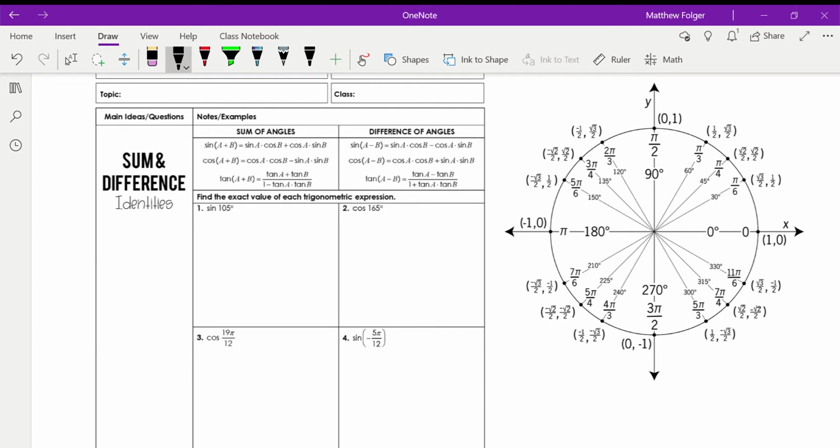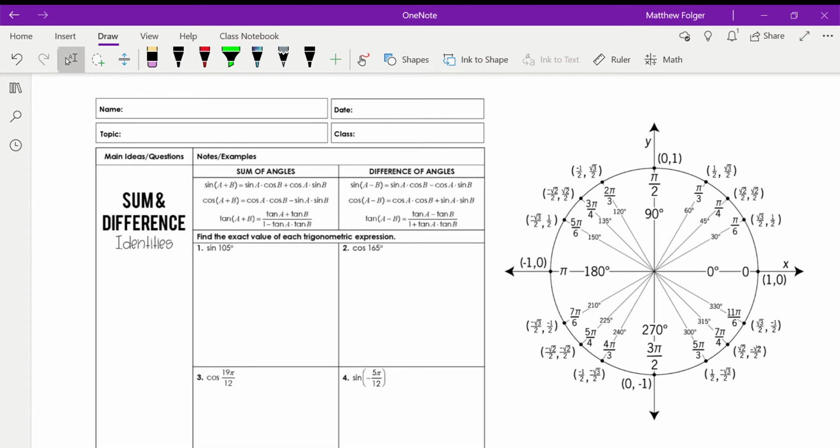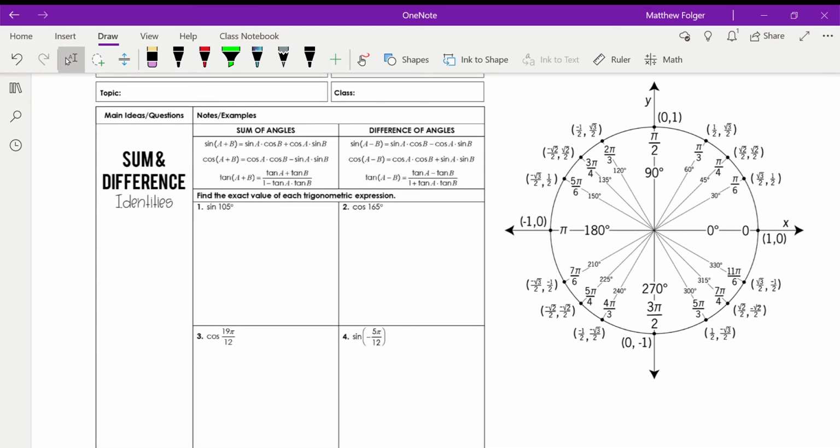Today we are on the sum and difference identities notes. So you're going to need a unit circle for this set of notes here. I put one on the right here. I will also post a PDF of this so you have it, and you can use that for your reference when you're working on this stuff.